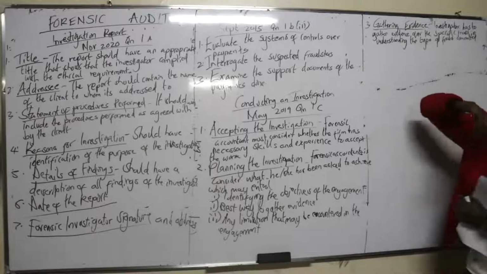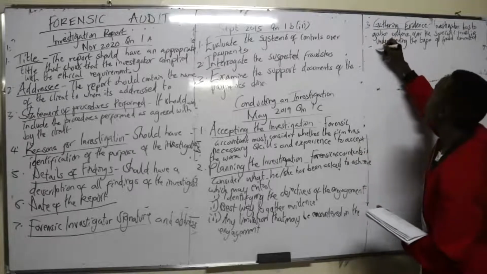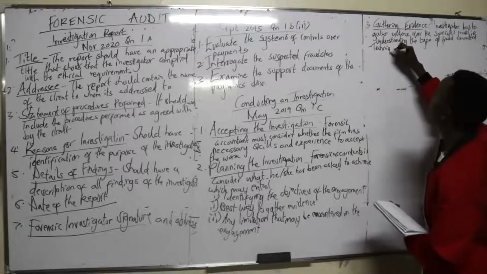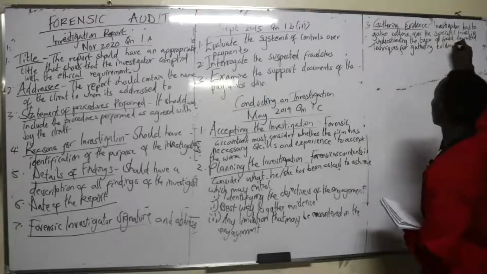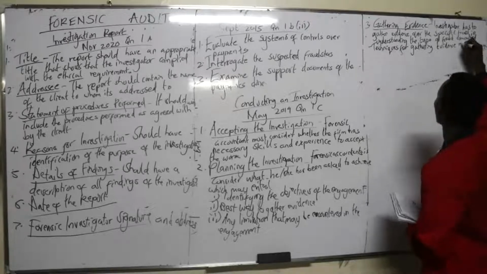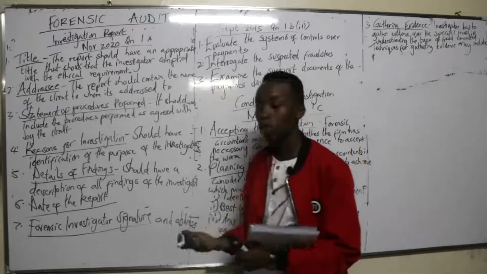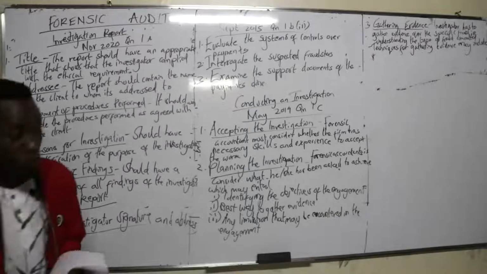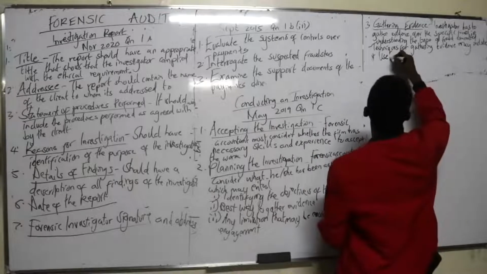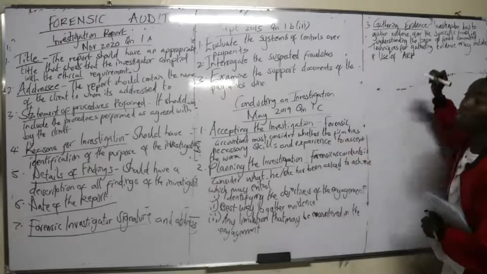So how then do we gather evidence? We may gather evidence by using analytical review procedures. The techniques that may be used for gathering evidence may include, one, the use of analytical review procedures, and analytical review procedures, we said, are the basic computations of the trend analysis.